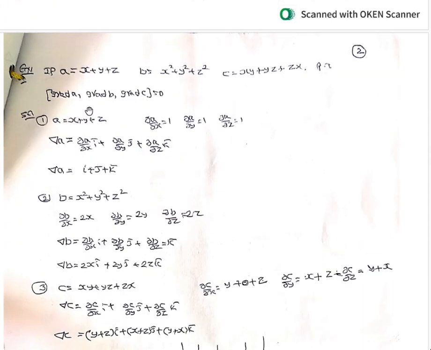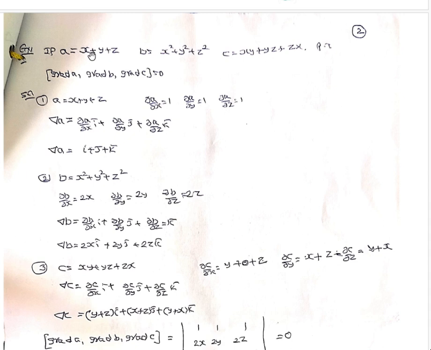First we will consider one problem. A is equal to x plus y plus z, B is equal to x square plus y square plus z square, C is equal to xy plus yz plus zx. Prove that gradient A, gradient B, gradient C is equal to 0. What is meant by gradient A? The formula is ∂A/∂x into i bar, ∂A/∂y into j bar, ∂A/∂z into k bar.